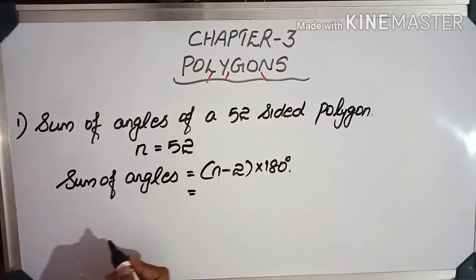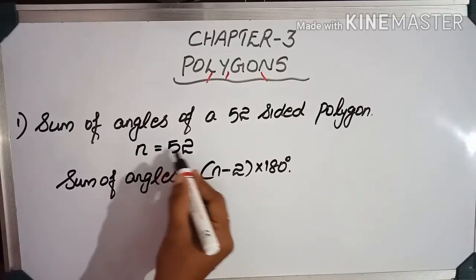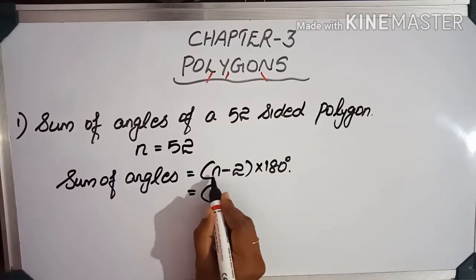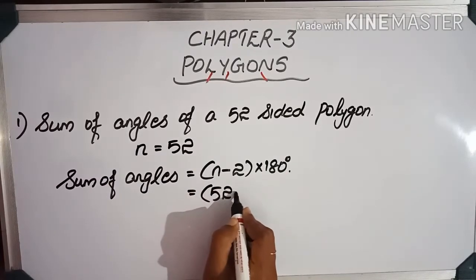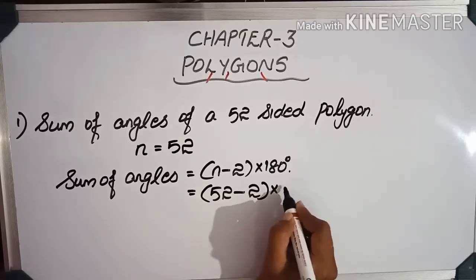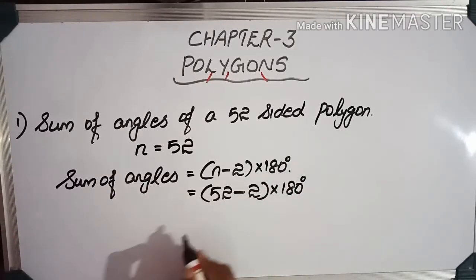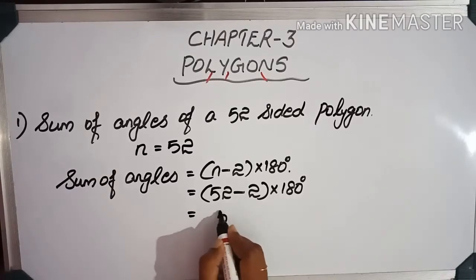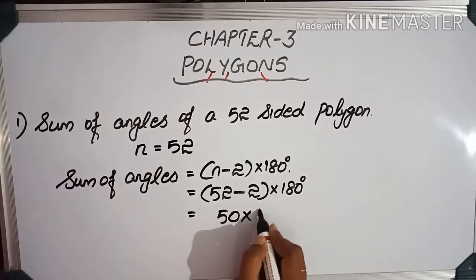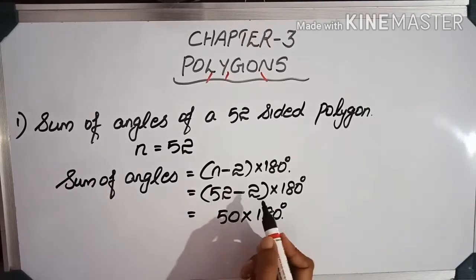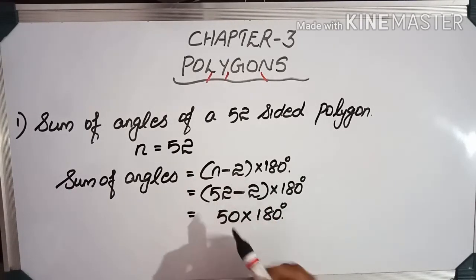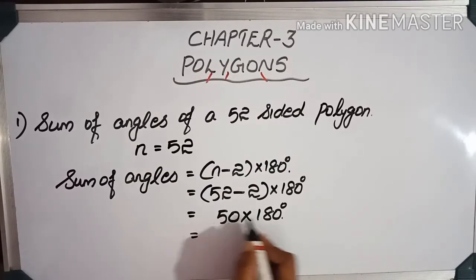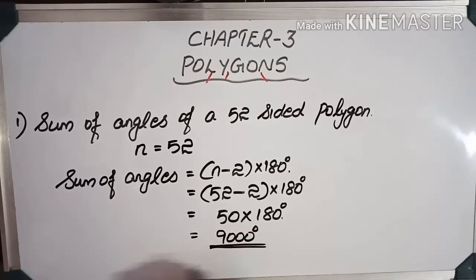Now let's apply the value of n, the number of sides, which is 52 here. So just apply n equals 52: (52 minus 2) into 180 degrees. Now 52 minus 2 is 50, into 180 degrees. Don't forget to put the bracket. Now 50 into 180: 180 into 5 is 900, so that is 9000 degrees. 9000 degrees is the sum of angles of a 52 sided polygon.